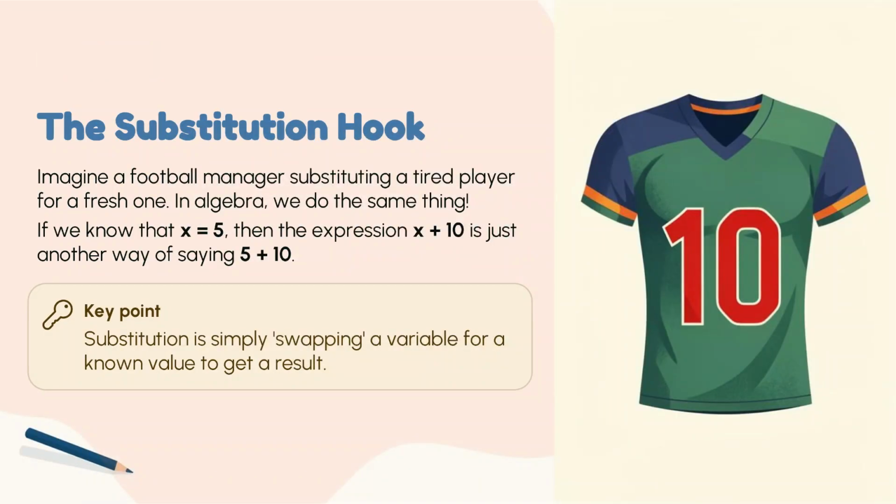Now let's think about substitution. Imagine a football manager substituting one player for another. In algebra, substitution works in a similar way. We swap a variable for a known value. For example, if x equals 5, then x plus 10 becomes 5 plus 10. So the answer is 15. Substitution is simply replacing a letter with the number it represents.